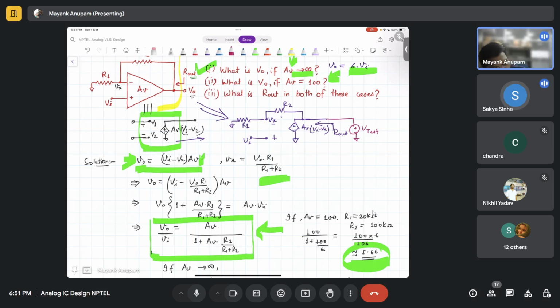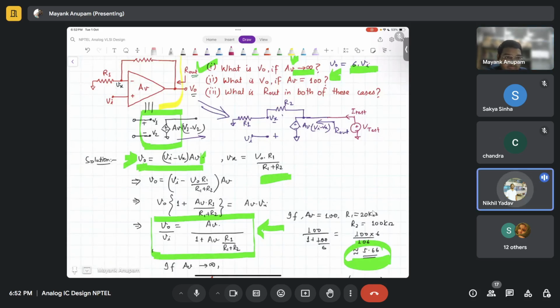You find out what is the current. It will pass through, I guess, R1. What is going to happen because of this? I mean, if you apply V test, what is going to happen? What is going to be the I test? Okay, tell me what will be the I test?